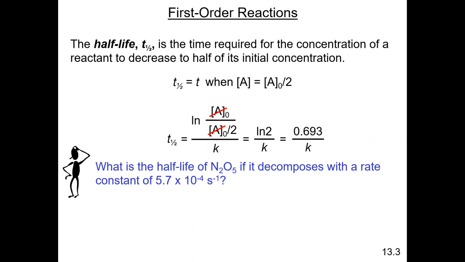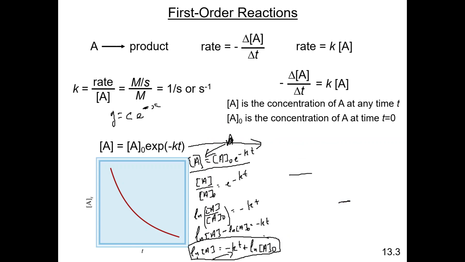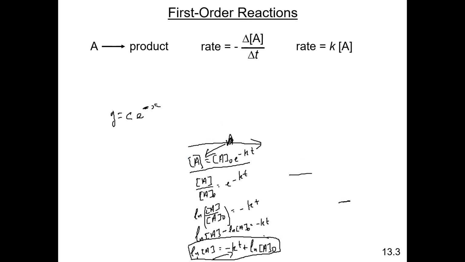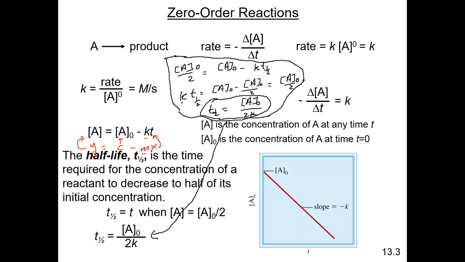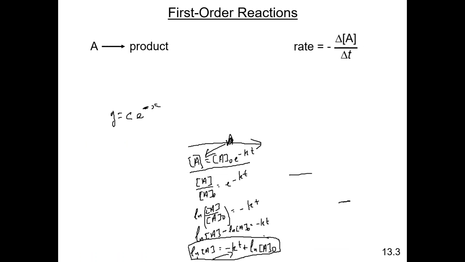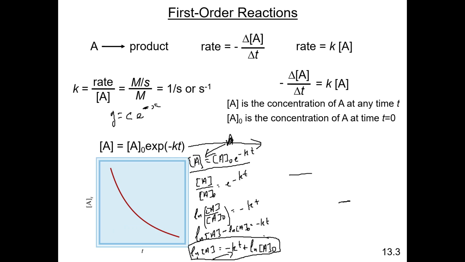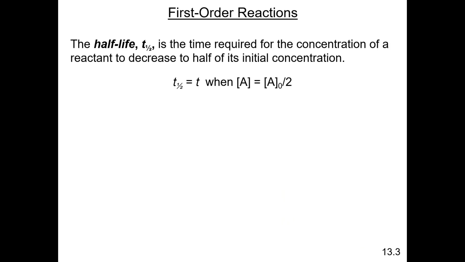Let me just scroll back a bit so that I can show you what's happening in the zero order. If you look at the half-life expression for the zero order reaction right here, you see that there's a concentration term. So what this tells you is that the half-life for a zero order reaction is dependent on the initial concentration of the reactant. That is not the case in a first order reaction. The half-life is independent of how much of the reactant that you started off with initially.